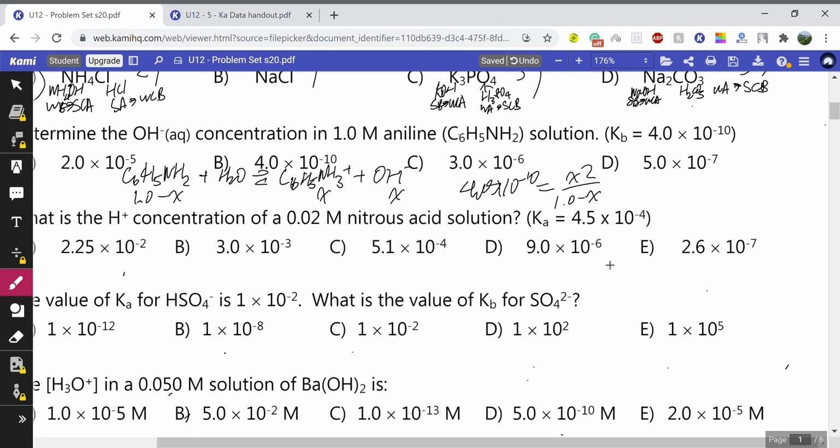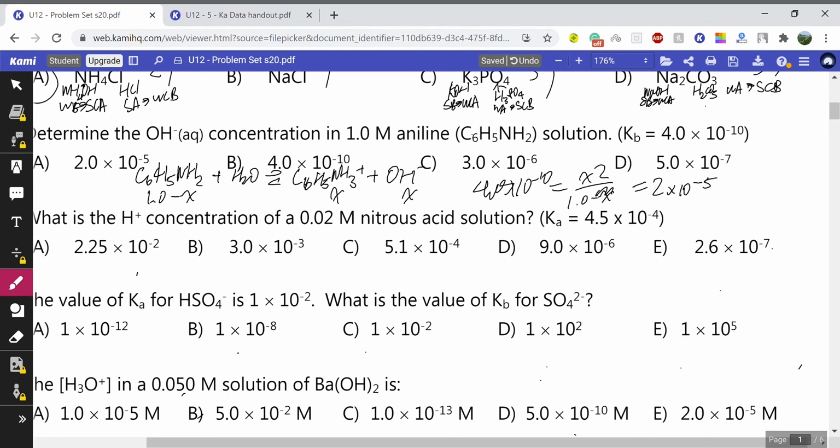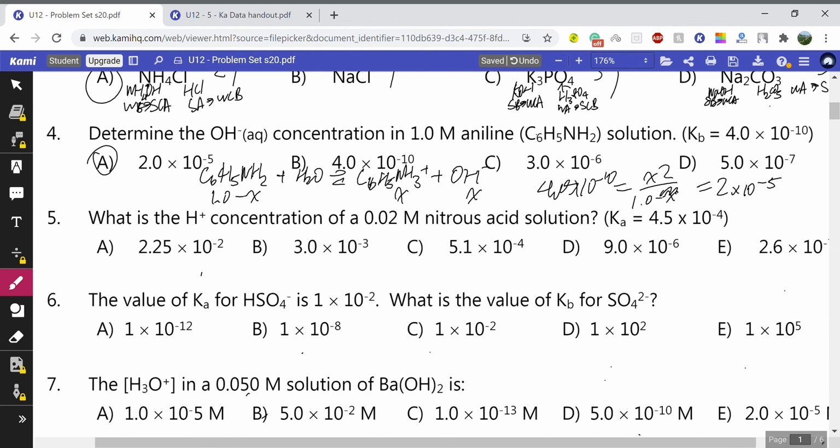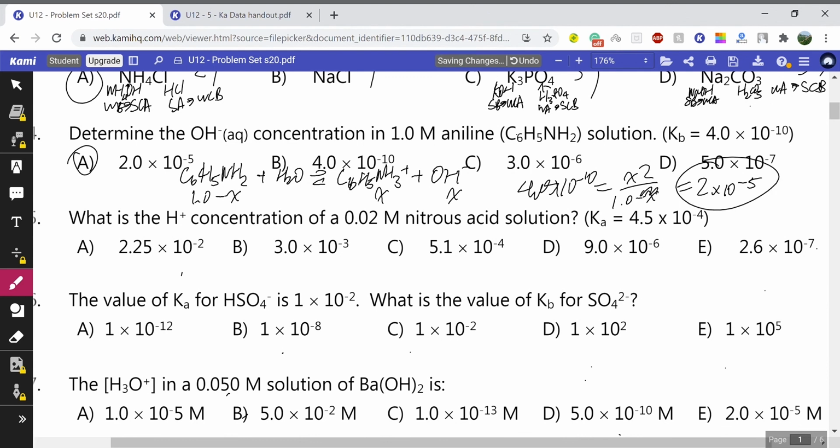With this, we can use a 5% rule actually as well. So let's do that in fact. We're going to do 4.0 e to the negative 10th times 1 and take the square root of that, which is going to be 2 times 10 to the negative 5th. 2 times 10 to the negative 5th is A. And this is our x value, and our x value is the concentration of OH at equilibrium.